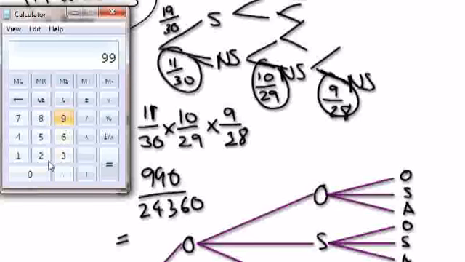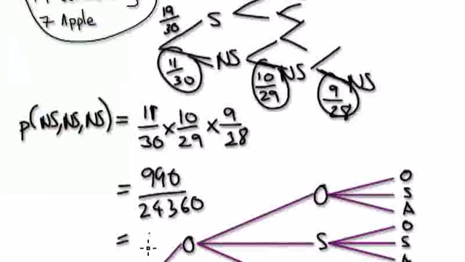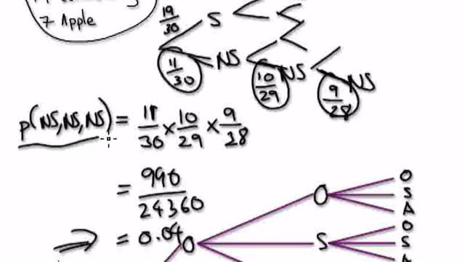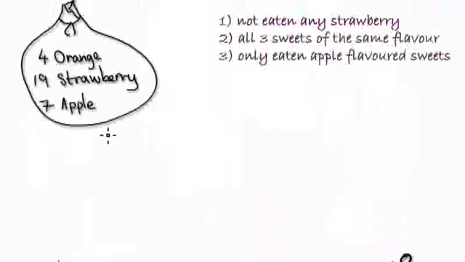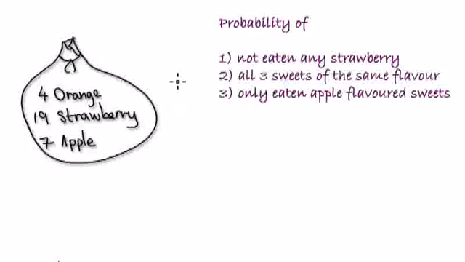990 divided by 24360 equals 0.04. So this would be your probability of not having any strawberry. Okay. Let's tackle question 2 now.